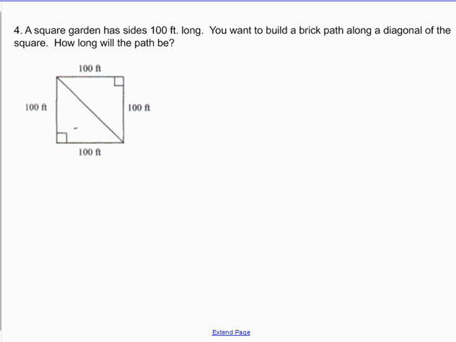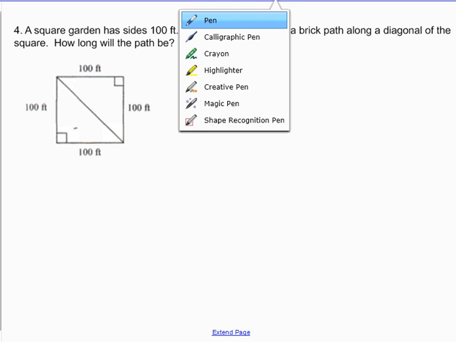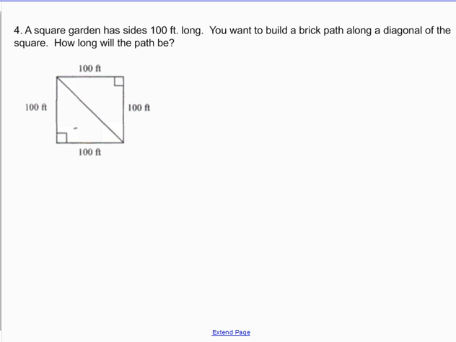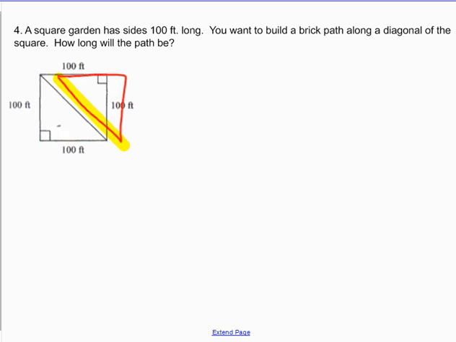Okay, so now we have this square garden, and all the sides of the square garden are 100 feet. And we want to build a brick path that goes on the diagonal. So I want a brick path here. Well, what that does is it gives me this triangle right here. Okay, so I've got that triangle.